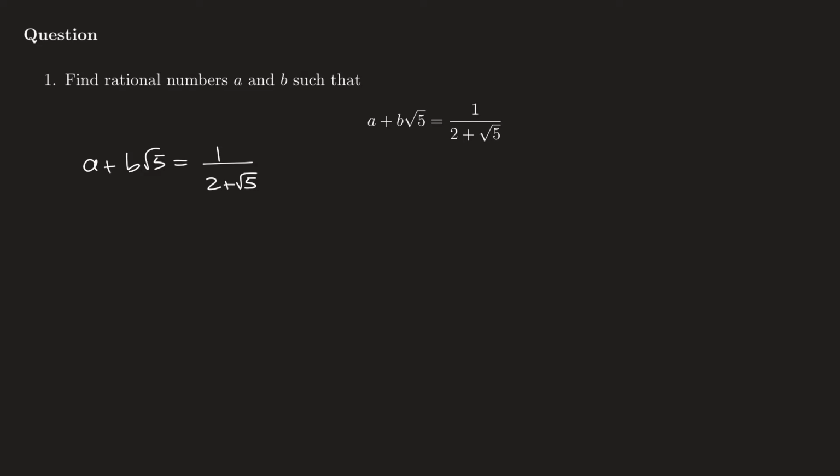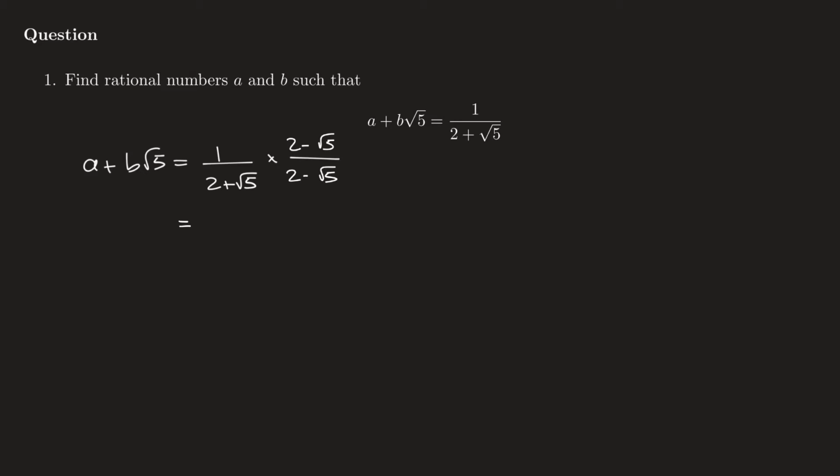What we're going to do is multiply it by a fraction where the denominator is the conjugate. The conjugate, as you may recall, is simply this expression, but we flip the sign in the middle. Since this is a plus, we're going to be using a minus. So the denominator is 2 minus root 5. And we also need to multiply the top of this fraction by 2 minus root 5.